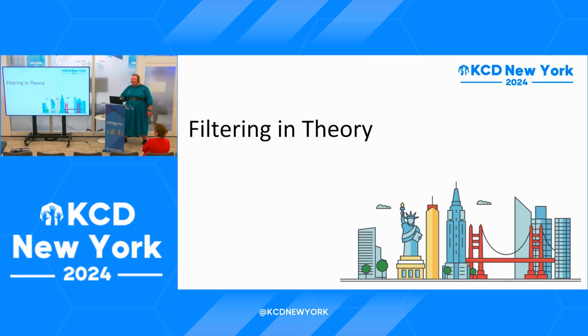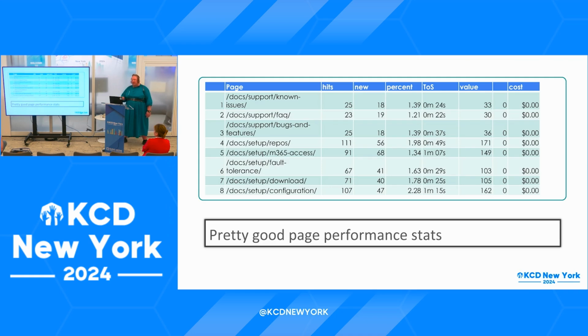Okay, let's talk about filtering in theory. So very briefly, let's talk about cardinality. When I first was learning about this stuff, I saw a couple of talks in a row. Some were from Honeycomb and some weren't. And I was like, wait, is data cardinality good or bad? I'm not 100% sure.